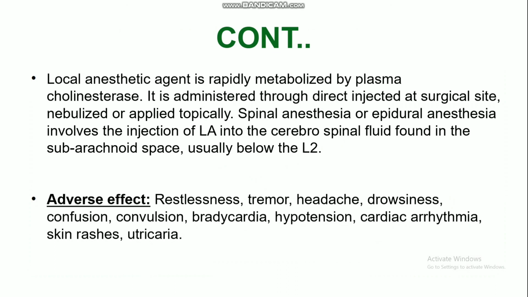And spinal anesthesia or epidural anesthesia is also one type of regional anesthesia, and this mainly involves injection into the cerebrospinal fluid. The local anesthetic agent is introduced into the cerebrospinal fluid in the subarachnoid space, usually below L2, L3, L4, L5. This spinal anesthesia is needed mainly in prosthetic surgery. Adverse effects are tremor, restlessness, headache, drowsiness, confusion, convulsion, bradycardia, hypotension.